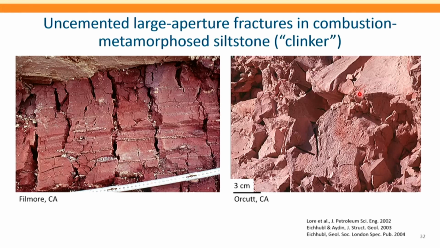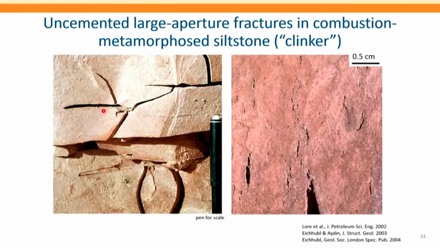So it spreads around. And what it does, it bakes, it's like a brick, right? Bakes the rock, the shale, and it produces fantastic fractures as it does that. So really, really nice open fractures. It's called clinker, and it's pretty common in Southern California, actually. Looks red in the landscape.